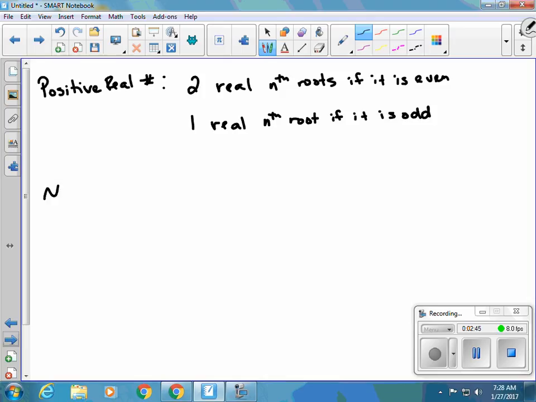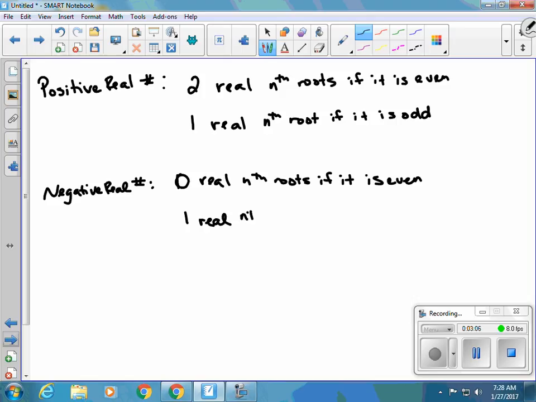If we have a negative number, there are 0 real nth roots if it is even. There's 1 real nth root if it is odd.